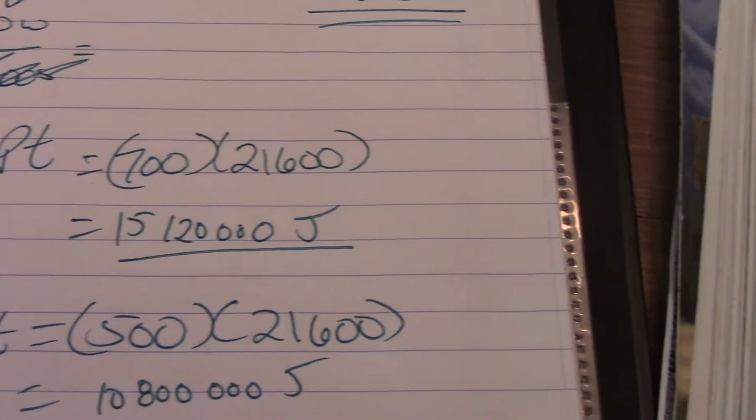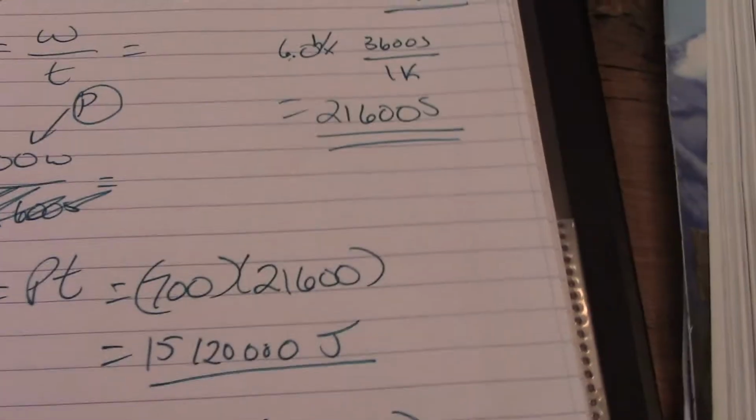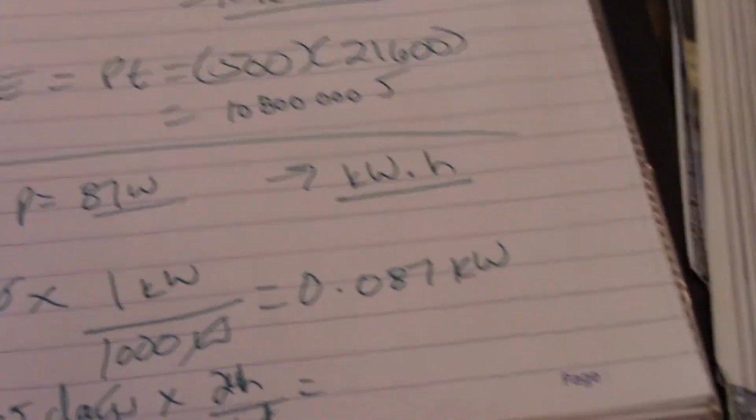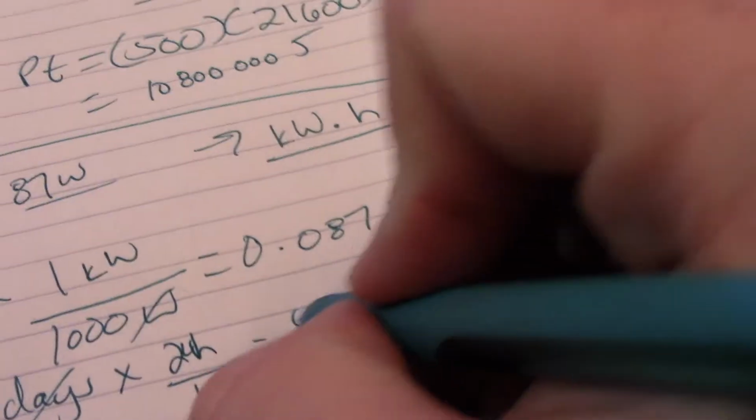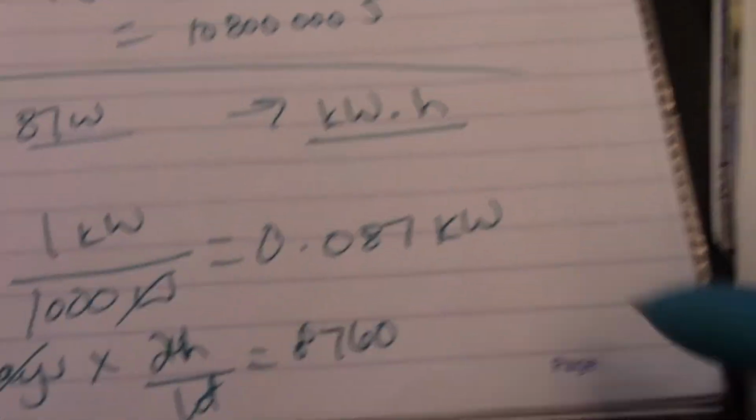So time, in terms of the total energy, it's asking me for 365 days. So I need to convert. I have 365 days, and I need that in hours. I know there's 24 hours in one day, so that equals 365 times 24 hours, and that's 8,760 hours.